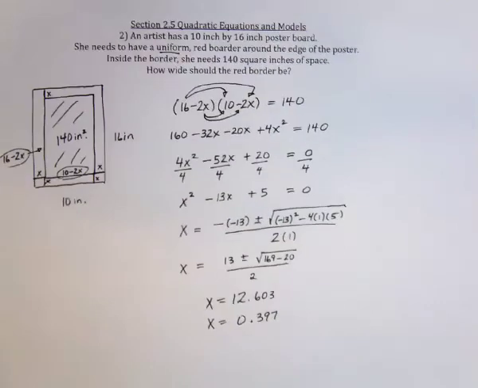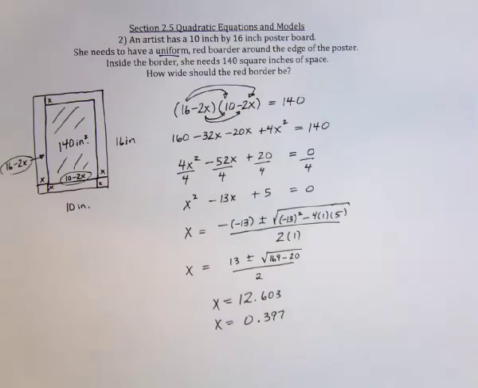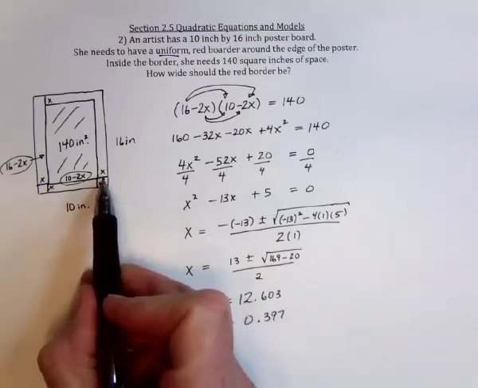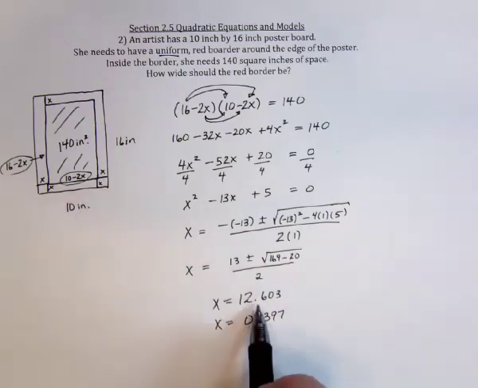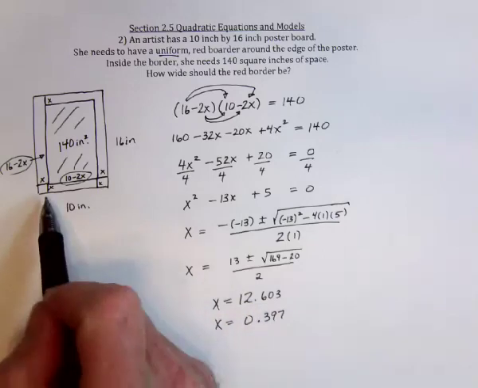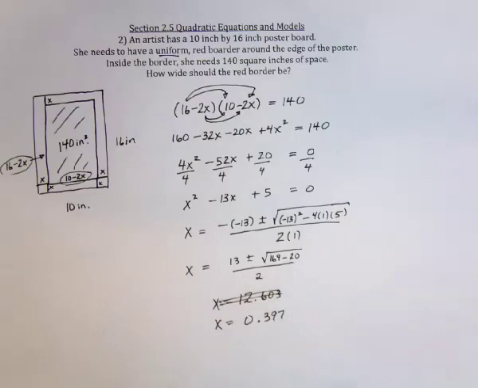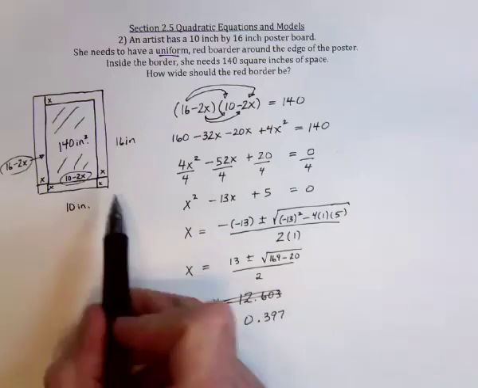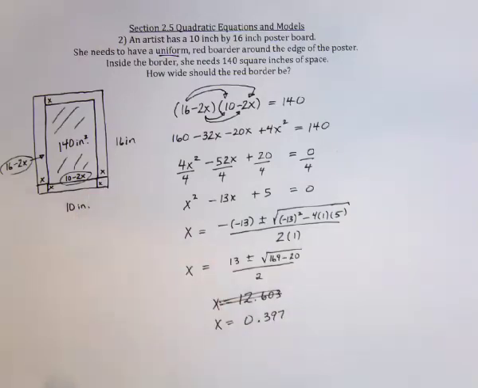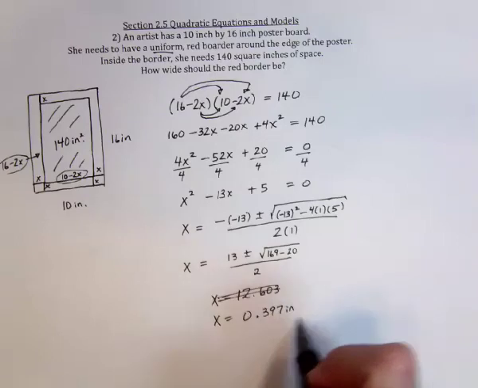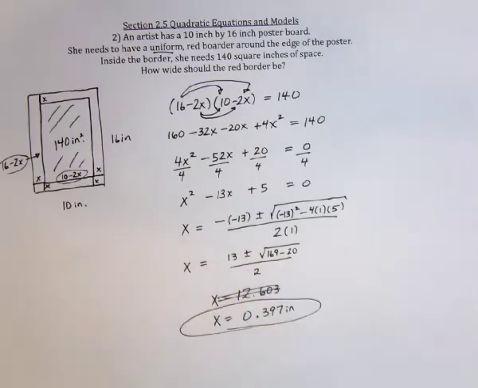Now we have to determine, are both of these answers possible? Well, this says that this little gap right here should be 12.6 inches. And yet the whole page is only 10 inches across, so that is way too big. And then the gap could be nearly 0.4 of an inch. So this little gap right here, 0.4 of an inch, that sounds right. So there is the solution.